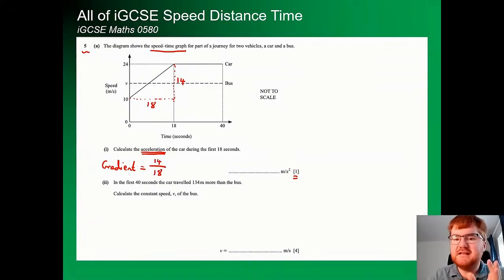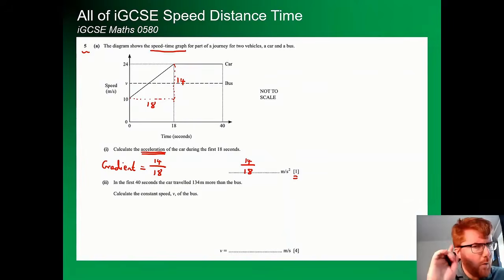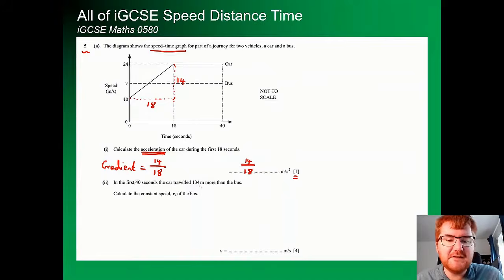Biggest mistake that's made in this kind of question, again, you can simplify the fraction, but I'm going to leave it as 14 over 18. But the biggest mistake is that people take 24 here rather than this length 14. So watch out for that 1 mark. On to part 2. So in the first 40 seconds, the car travelled 134 metres more than the bus, and we want to work out the constant speed v of the bus.